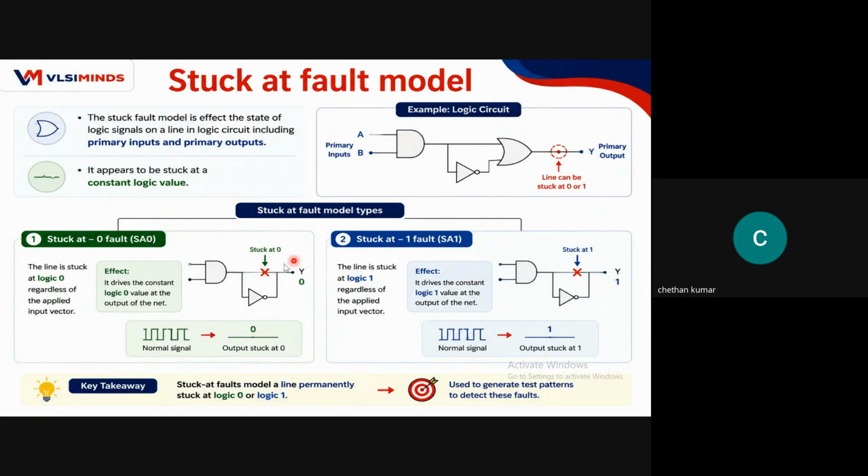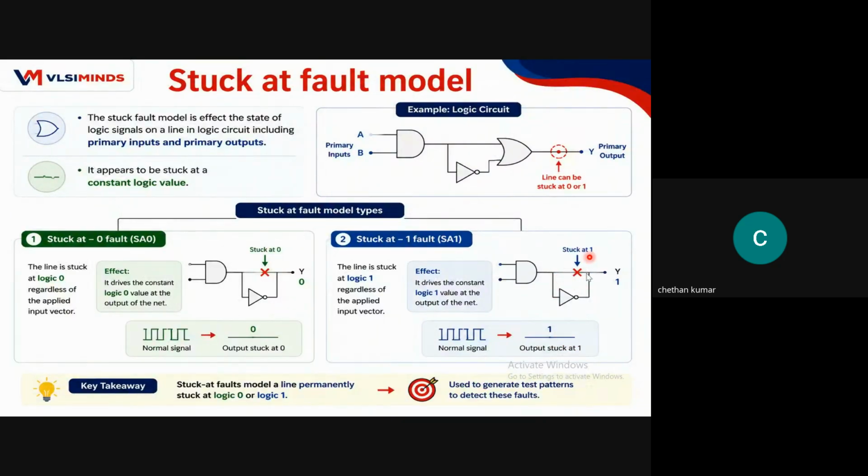Take a stuck-at 0 example. Irrespective of whatever inputs we give to that particular point, the output will always be 0. Here we are applying the normal signal, but as y is stuck at 0, we will always get y as 0 irrespective of 0 or 1. Similarly, in this case it is stuck at 1. Irrespective of the signals we apply across this gate, since y is connected to 1, it will always be 1 only.